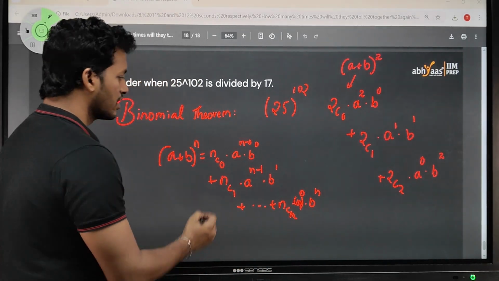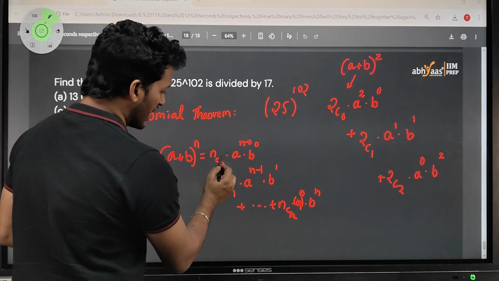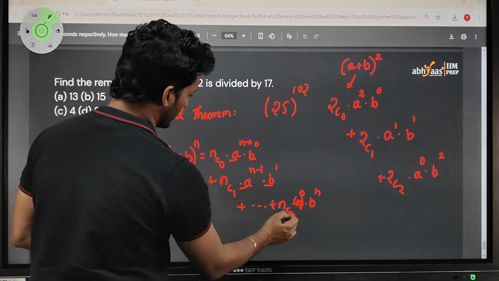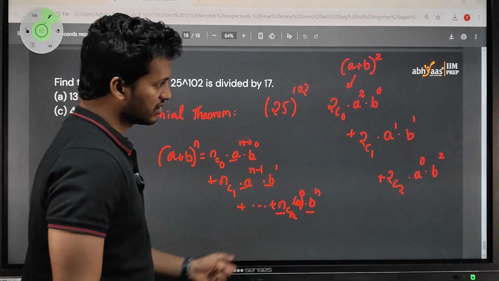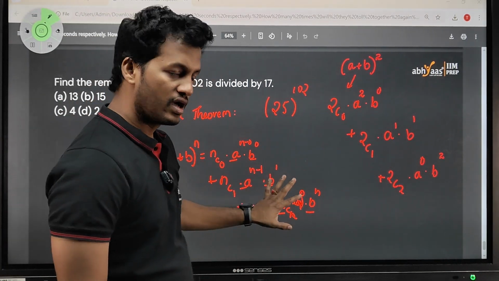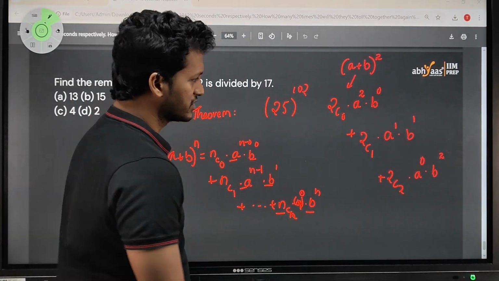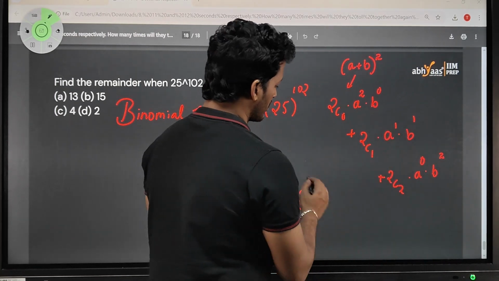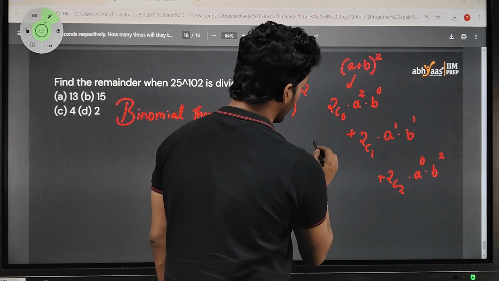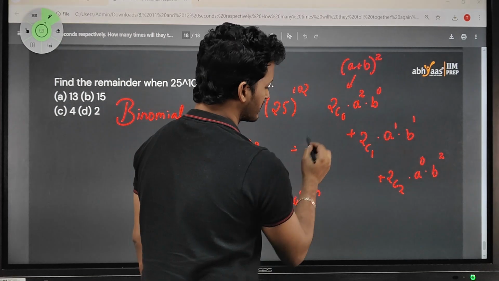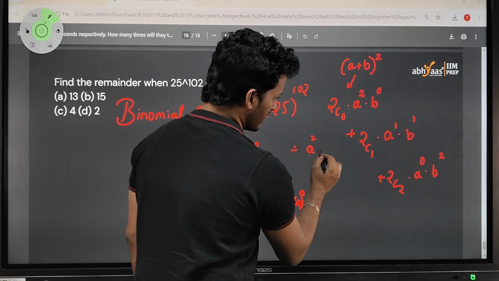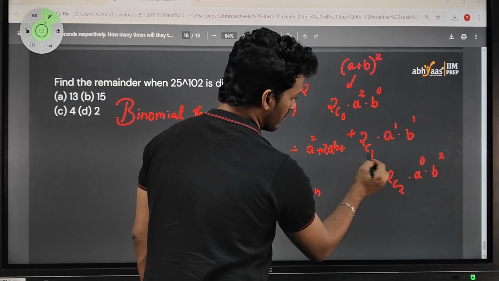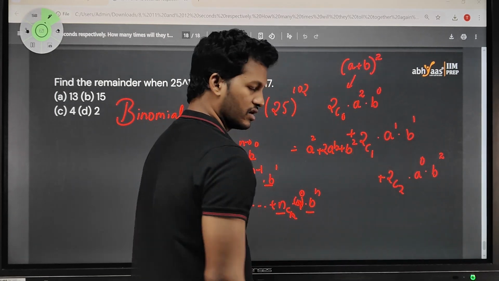Clearly observe this: in every term of these expansions we have a and b, a and b, a and b. If you don't understand the bigger expansion, see this smaller expansion. We have a and b in every term. You may ask, sir, if I take this value, it will be nothing but a square plus ab or 2ab plus b square, right?